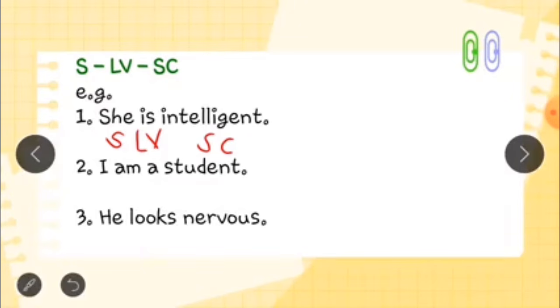Next. I am a student. I, subject. Am, linking verb. Student is a subject complement because it gives information about the subject I. Last, he looks nervous. He, subject. Looks, linking verb. Remember that sensory verbs can be linking verbs. Nervous is subject complement because it describes the subject he.